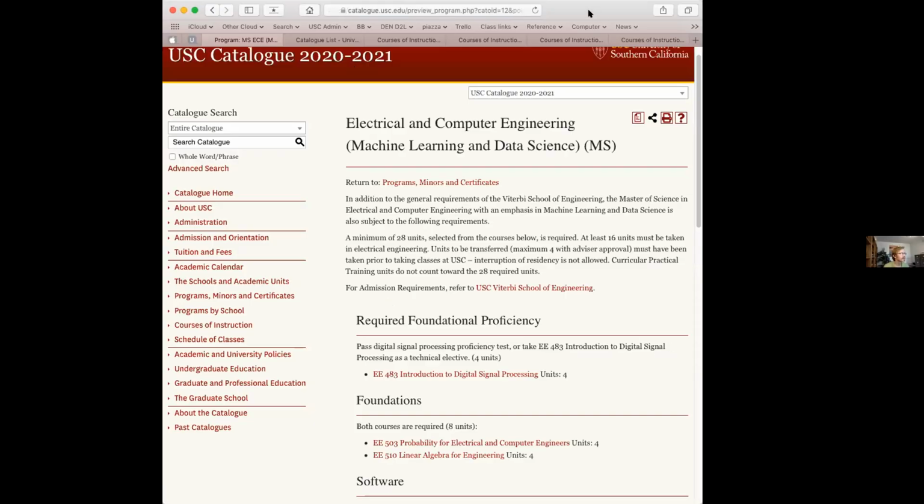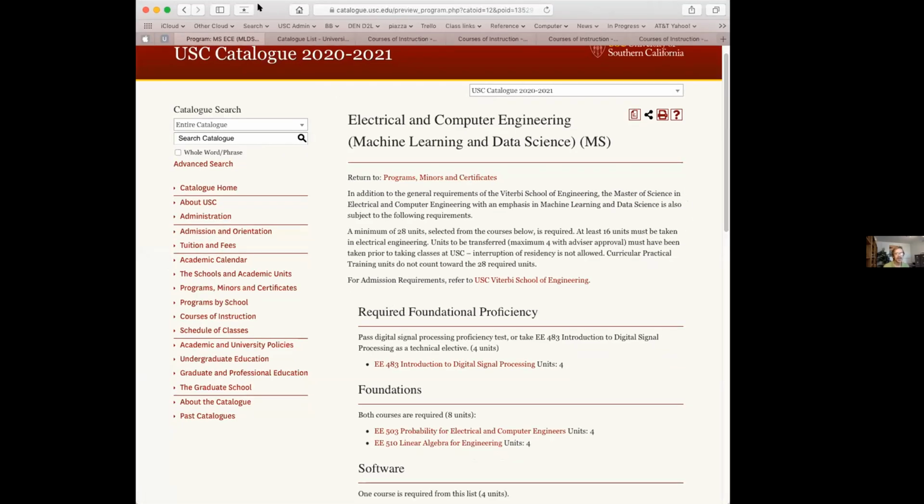Okay, so this is a web page, so you have access to this at any time. So let's go through this basically. The total number of units is 28, and we'll talk more about what they need to be right down here.